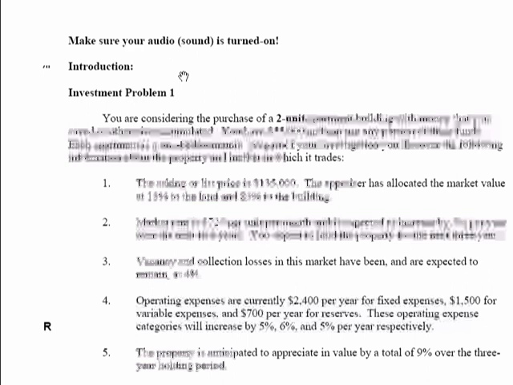Now, we expect to hold the property for the next 3 years. This is very important. This is our holding period assumption. And we're going to do our discounted cash flow analysis, our investment problem analysis, over a 3-year holding period.